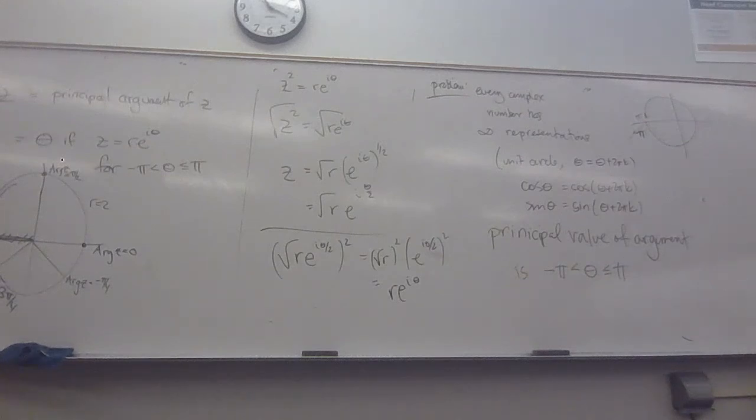So this barrier right here, where we have the discontinuity in the argument, this has a fancy name too. Anybody know the fancy name for this? This is called a branch cut.